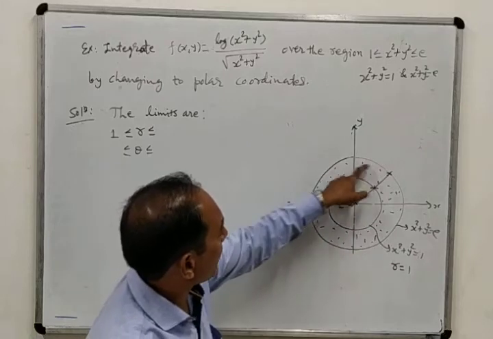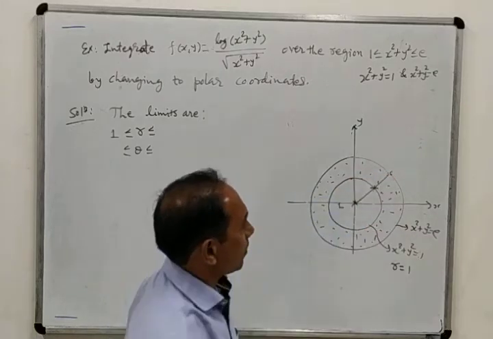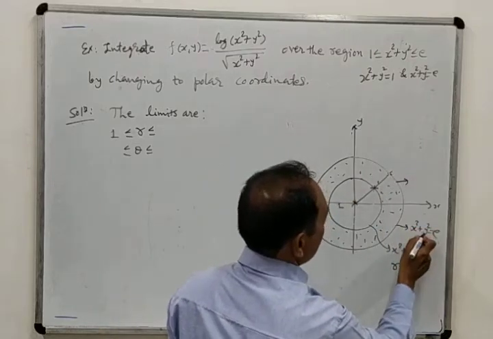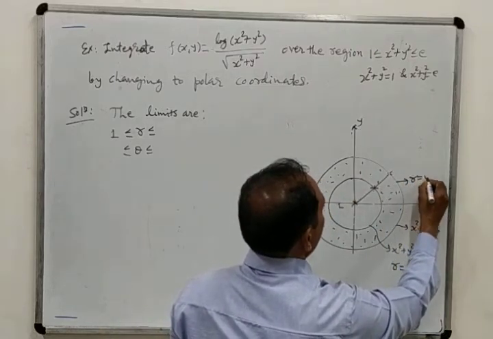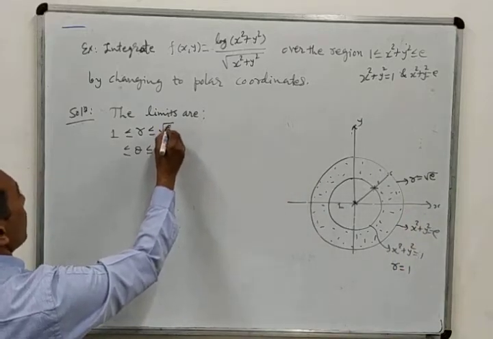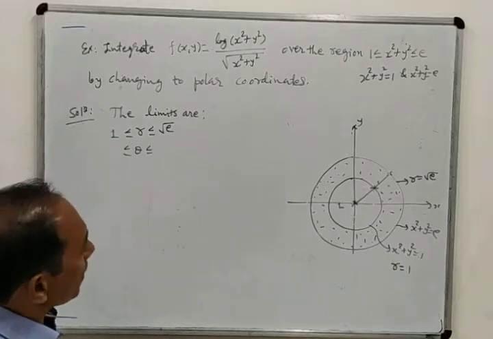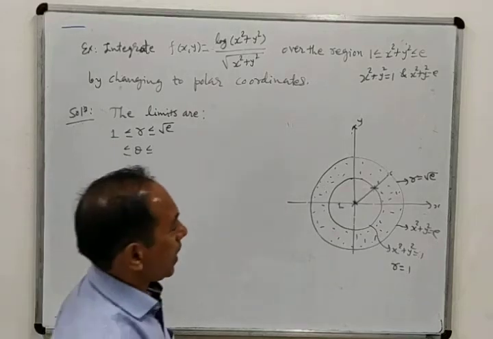Similarly, this endpoint lies on this circle, and this circle has the equation x square plus y square equal to e. So r square equal to e. That means r equal to square root of e. Okay, 1 less than or equal to r less than or equal to square root of e. Then we will determine the limits of theta.